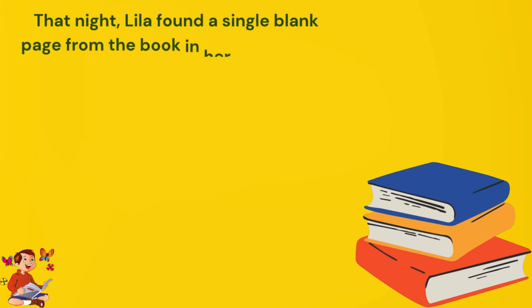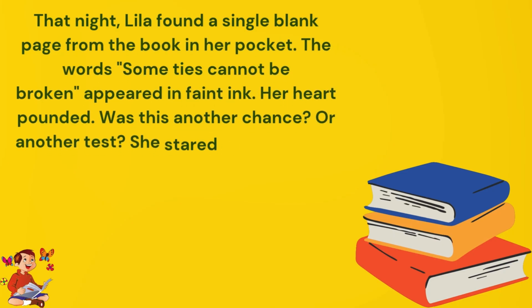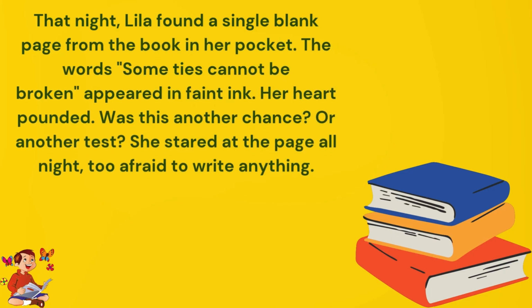That night, Lila found a single blank page from the book in her pocket. The words, "Some ties cannot be broken," appeared in faint ink. Her heart pounded. Was this another chance? Or another test? She stared at the page all night, too afraid to write anything.